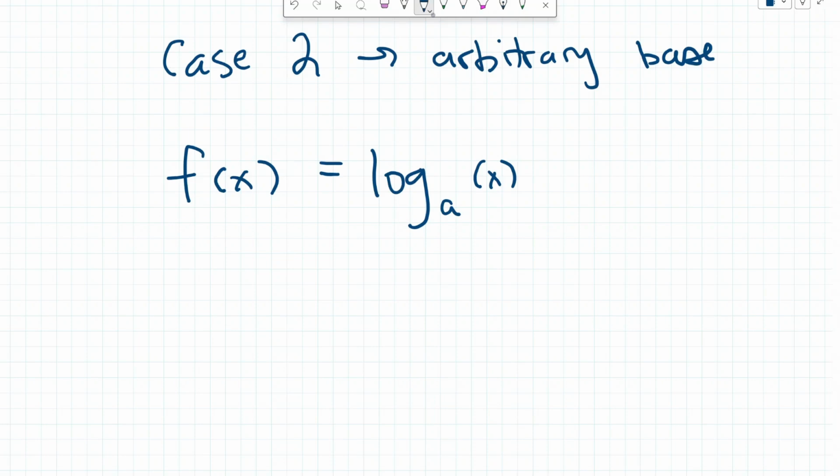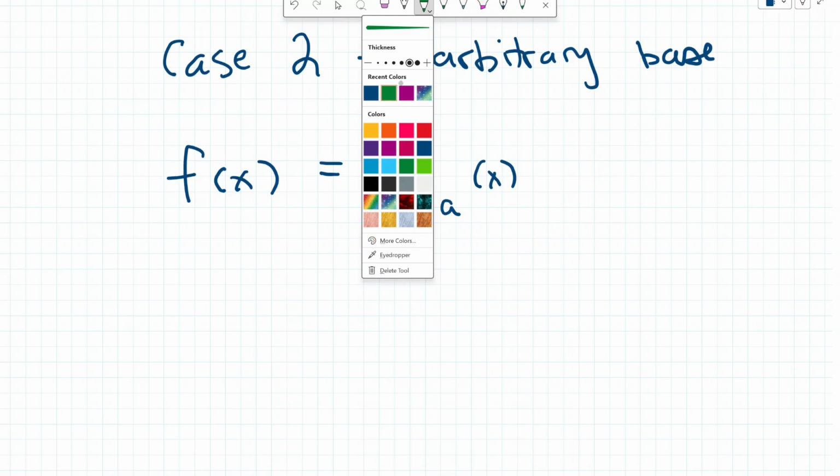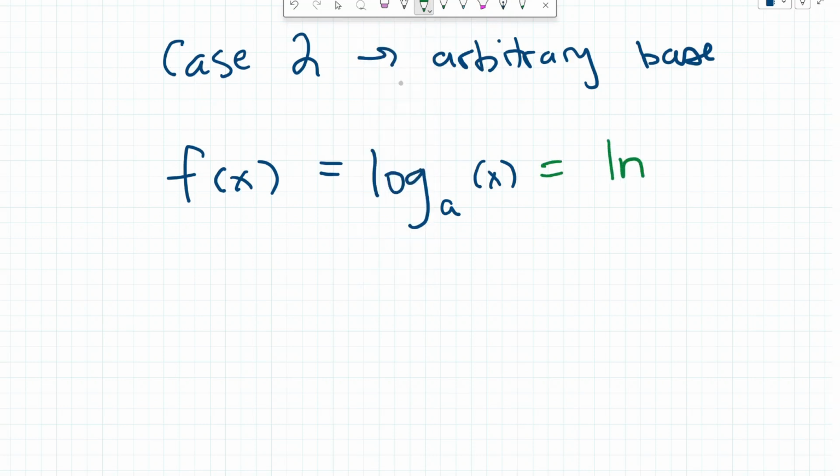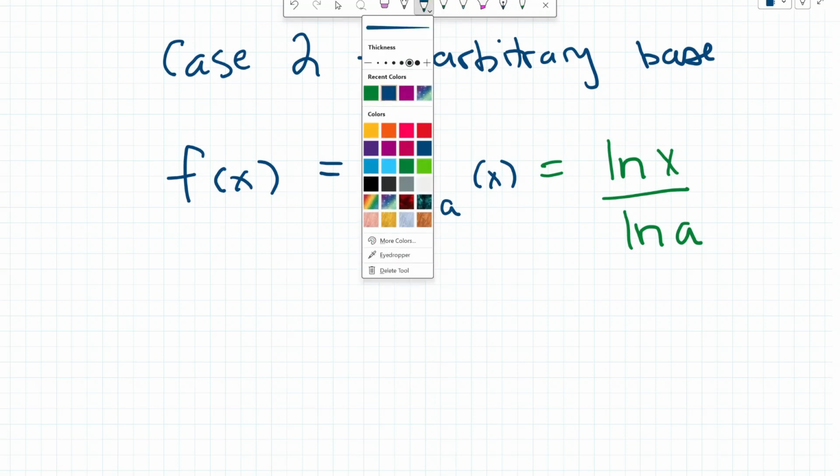We already know how to take the derivative of log base e, which equals ln. So why don't we use the change of base formula to change this expression into one with ln? So let's do that. That equals ln x over ln a. I have a video as well that goes through all the log rules, so you can consult that if you want more information about the change of base and other log rules.